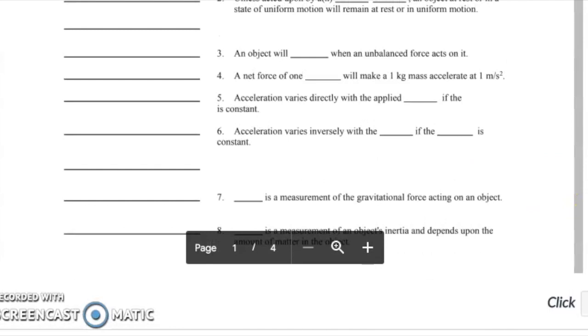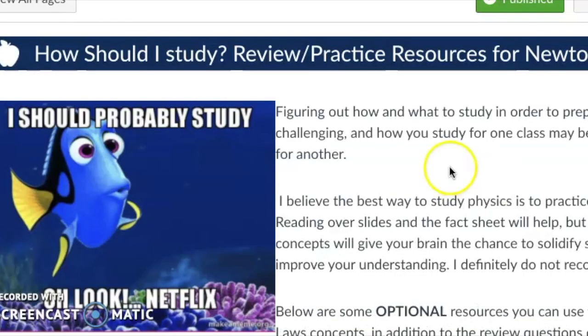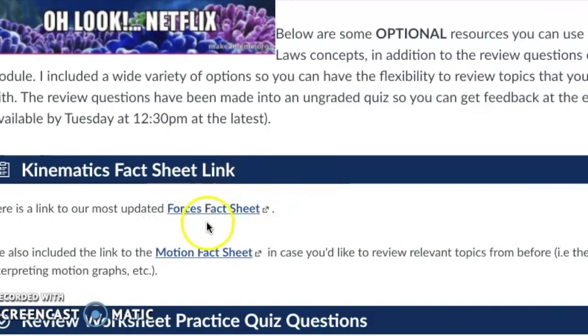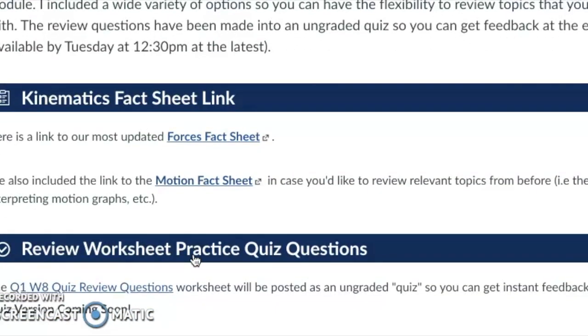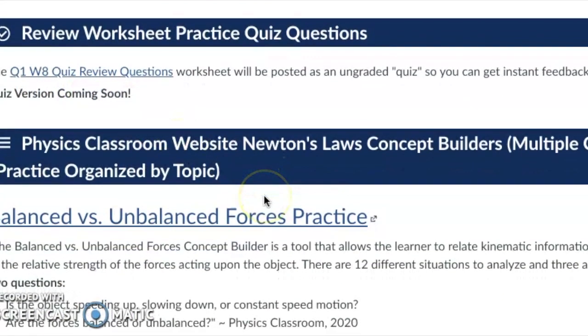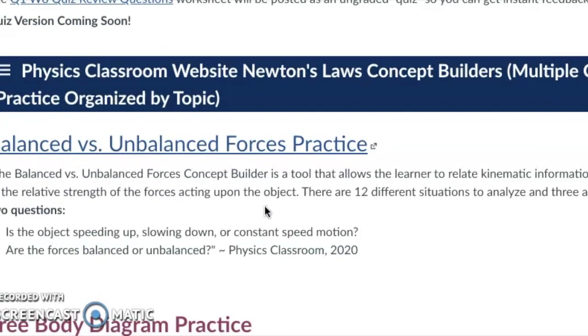The other resource you want to use is the next page in our classroom that deals with study resources. It goes through why you should study. I've got the up-to-date forces fact sheet that includes all 3 laws and drawing force diagrams, and just like the last quiz, you will have access to it. I've also included the motion fact sheet in case you wanted to review any vocabulary like velocity, acceleration, what the slopes on graphs mean. That is there as well. Again, the quiz version will be posted here once it is complete. And then finally, there are some concept builder questions that I think could be useful.